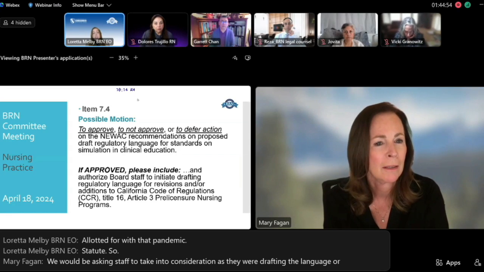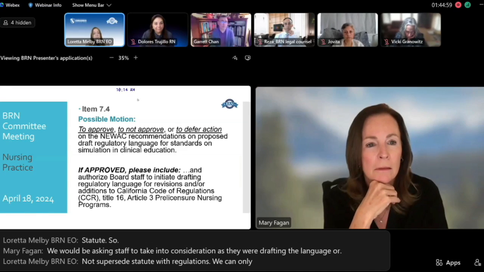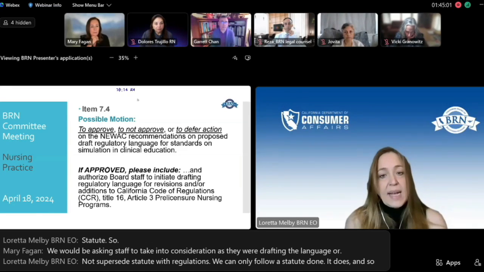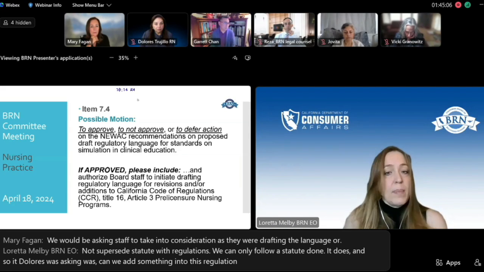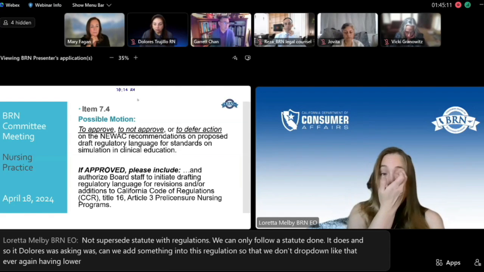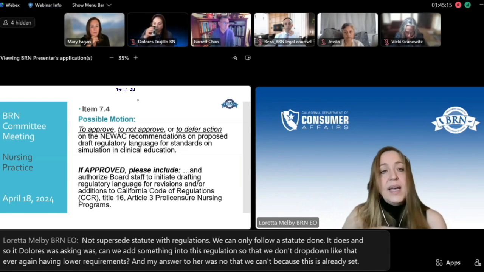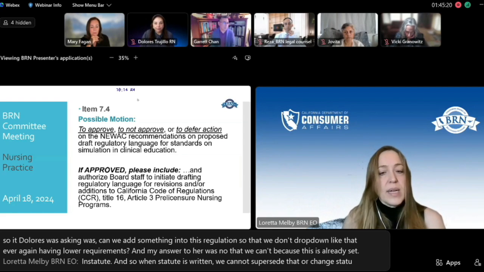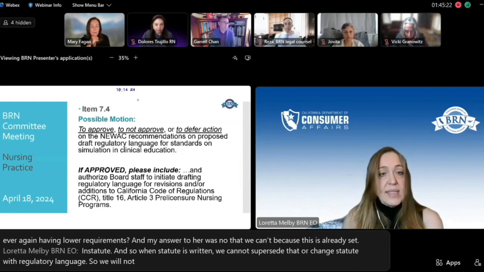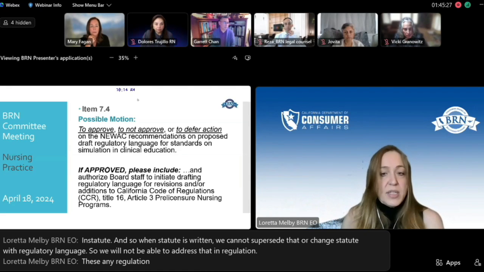Or we cannot supersede statute with regulations. We can only follow what statute does. And so what Dolores was asking was, can we add something into this regulation so that we don't drop down like that ever again, having lower requirements? And my answer to her was no, that we can't, because this is already set forth in statute. And so when statute is written, we cannot supersede that or change statute with regulatory language. So we will not be able to address that in regulation, any regulations, including these simulation regulations.